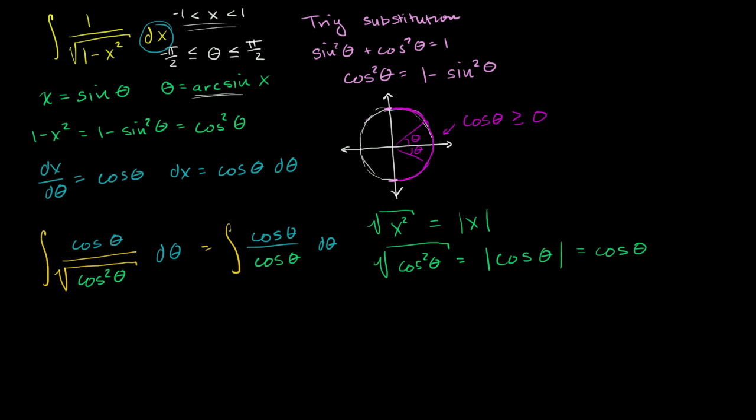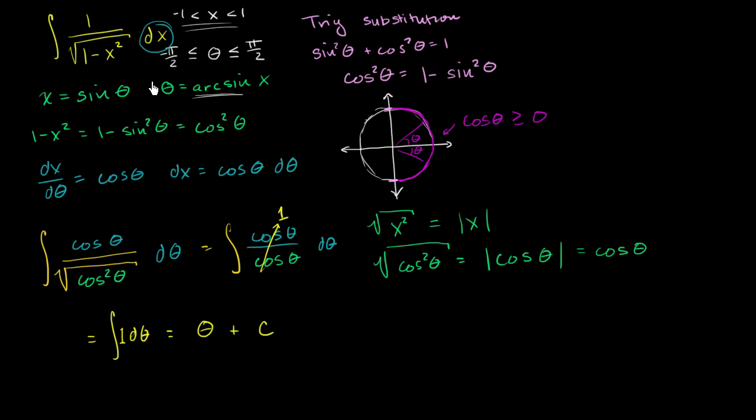Cosine theta over cosine theta is 1. So our whole integral has simplified to the indefinite integral of d theta, or we could say of 1 d theta if we like, which is equal to theta plus c. And you can verify this. Take the derivative of this with respect to theta: it's 1, and the derivative of c is just 0. So this makes sense. But we want our answer in terms of x.